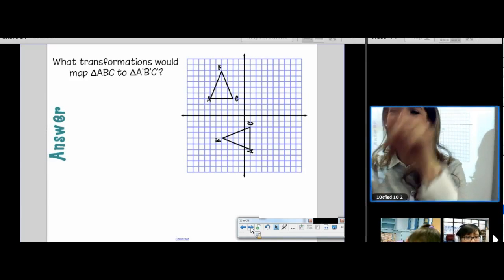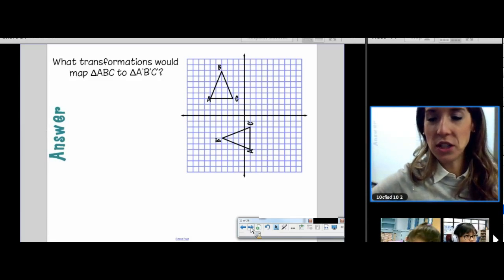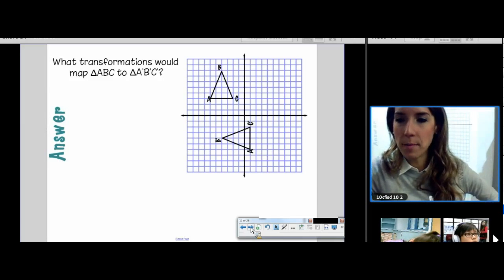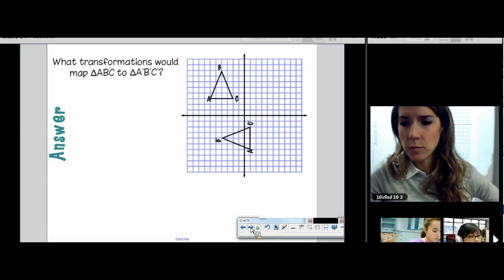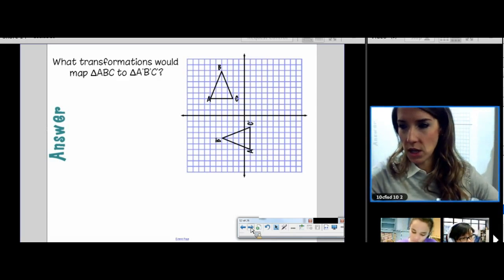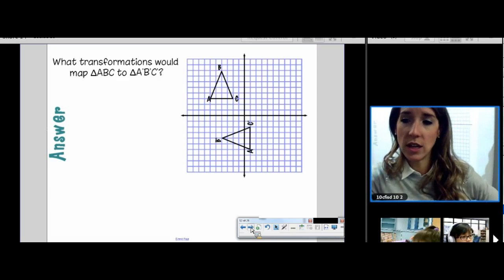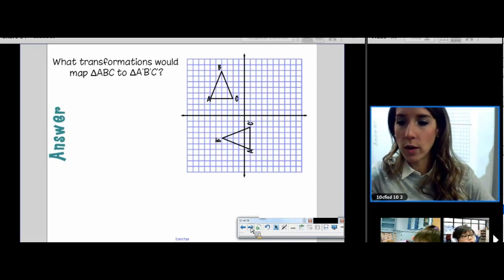Oh, 360-degree rotation. All right, let's do a dual one. Let's do a composition where you're doing 2 at once. What transformations would map A, B, C to A prime, B prime, C prime? So 2 things happened here. What 2 things do you think this is made up of? A translation and then a rotation? Do you think you could switch those? Do you think it could be a rotation and then a translation? Possibly, yeah.